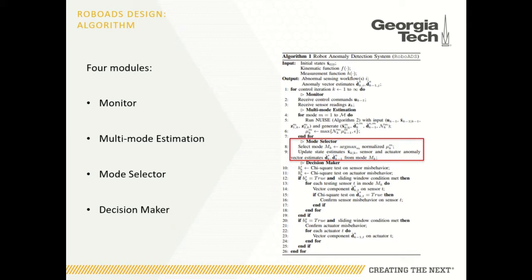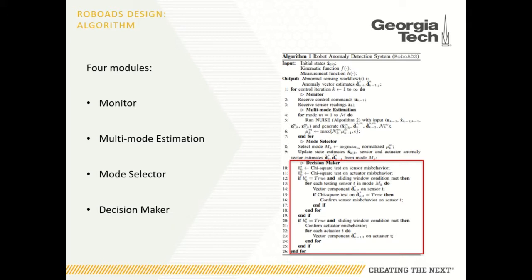The next is mode selector, which compares the likelihood of each mode. It chooses the mode with the highest likelihood to best represent the real world. It then updates state estimations for the next iteration and uses anomaly vector estimates of the selected mode to improve the decision-making process.